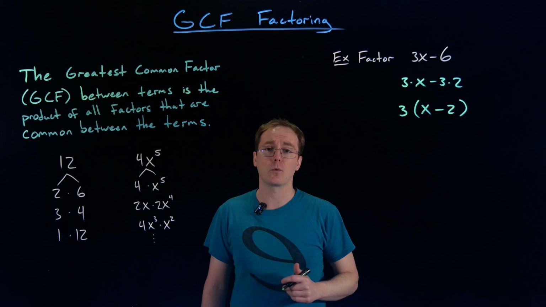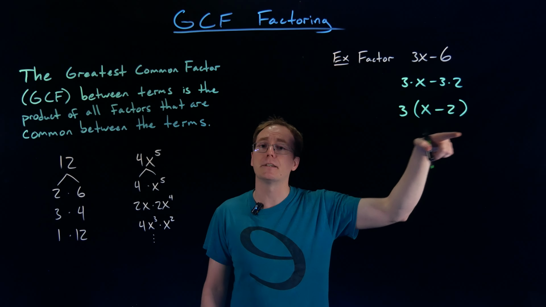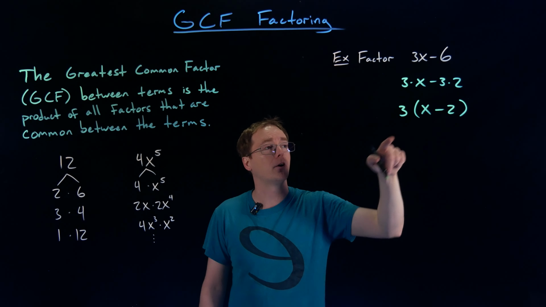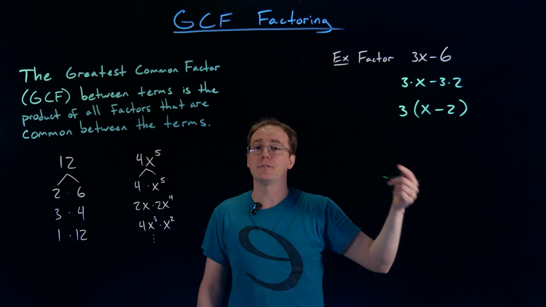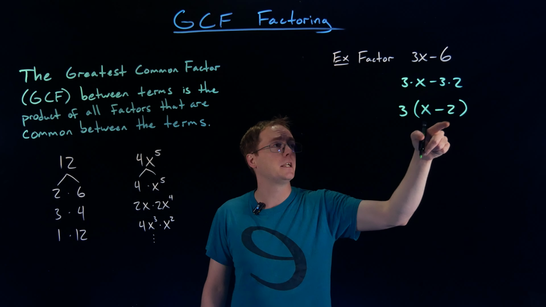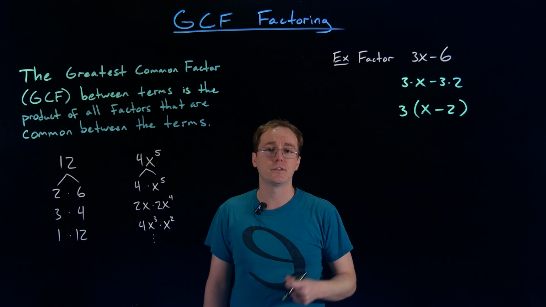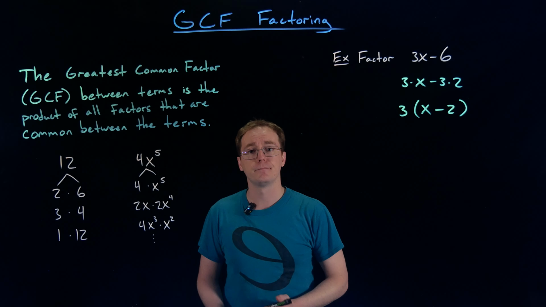And we can always double check our work. If we use the distributive property and expand this, we should get back to where we started. 3 times x gives us 3x, and 3 times negative 2 gives us negative 6. So we have factored this correctly.